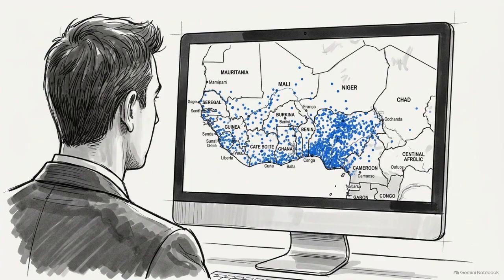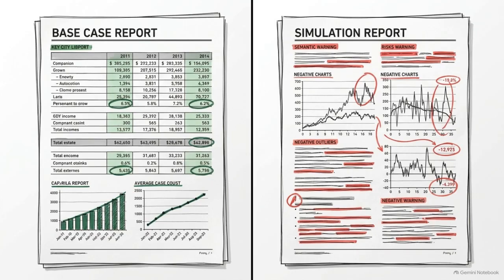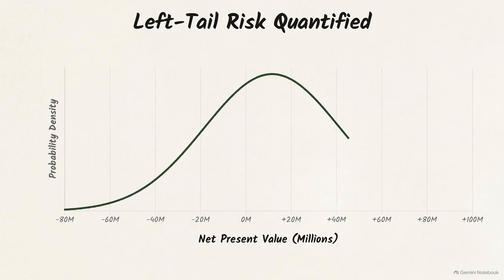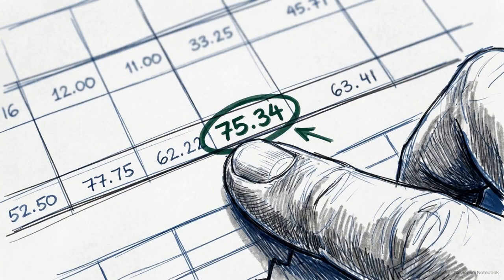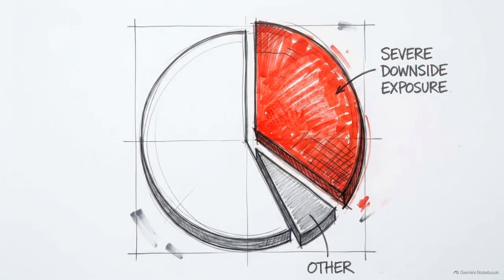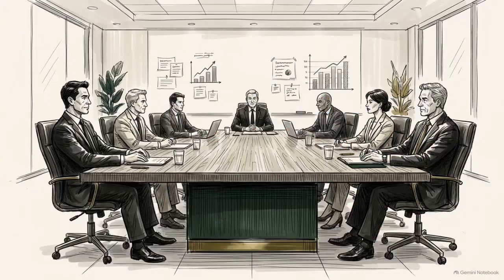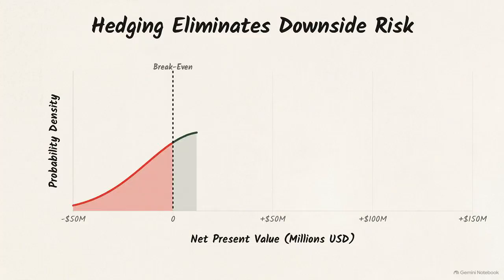When Sime Darby evaluated their West African expansion using Monte Carlo data, the financial team identified a gap in their original assessment. The static base case had shown a solid profit. However, the probabilistic model revealed a significant left-tail risk hidden in the volatility of the variables. The data was stark. Despite a positive average expected return, the simulation proved the project carried a 35% probability of outright financial loss. Quantifying the specific probability removed the guesswork, forcing the board of directors to mandate risk mitigation strategies before any capital was deployed.